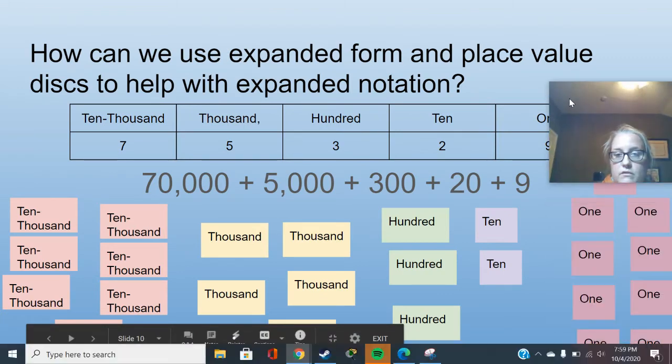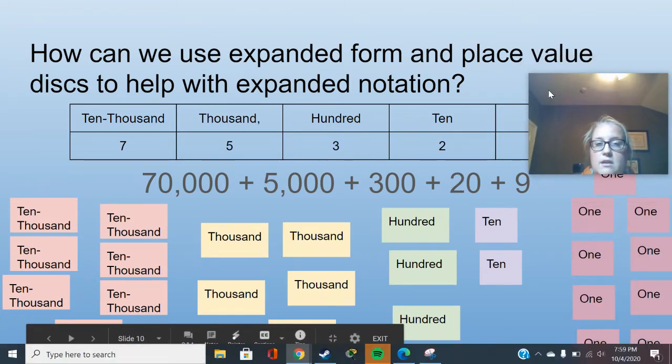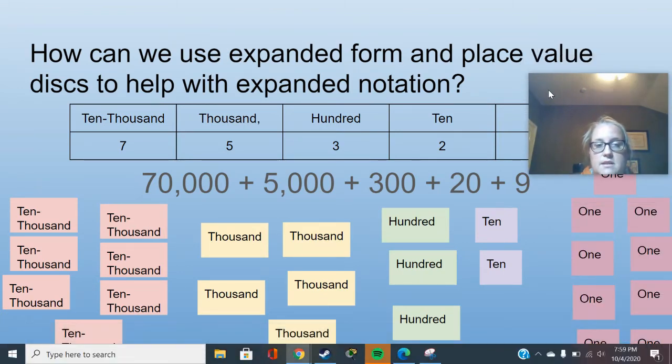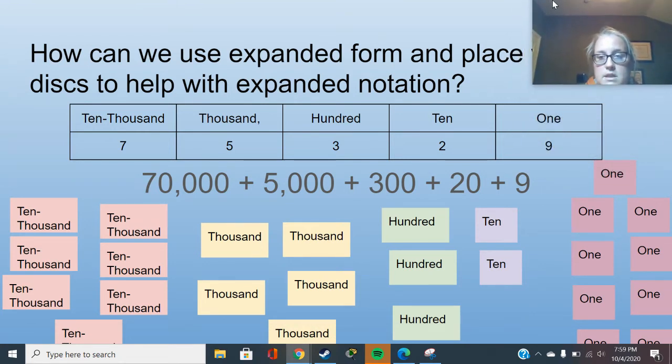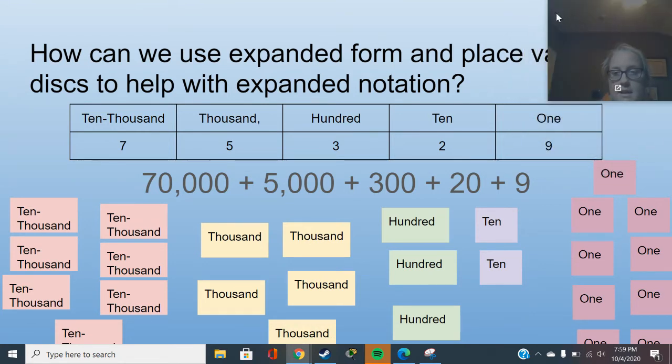I'm going to move my camera. So it says, how can we use expanded form and place value discs to help with expanded notation? So again, you will notice that I have my place value chart because it's very important. And again, it's still all broken up into each individual place value. I still have my expanded form, which is what we just worked on. Now I'm going to use this and I'm going to actually use my place value discs to build it.